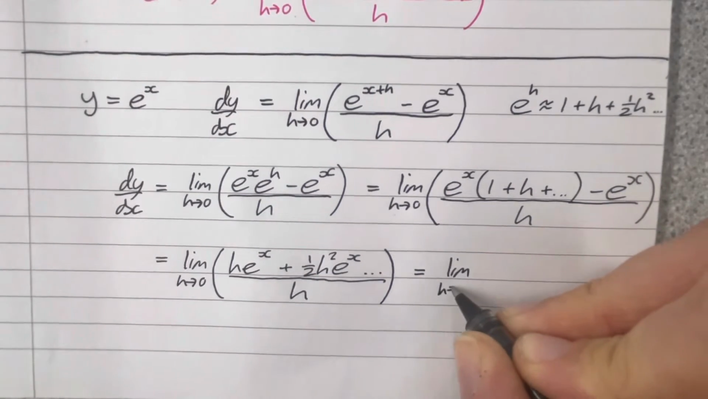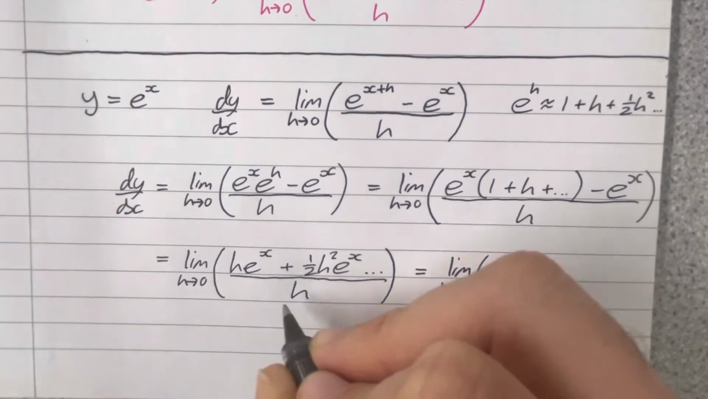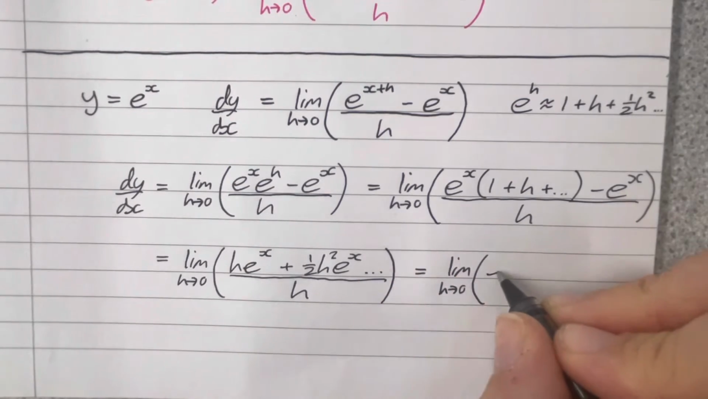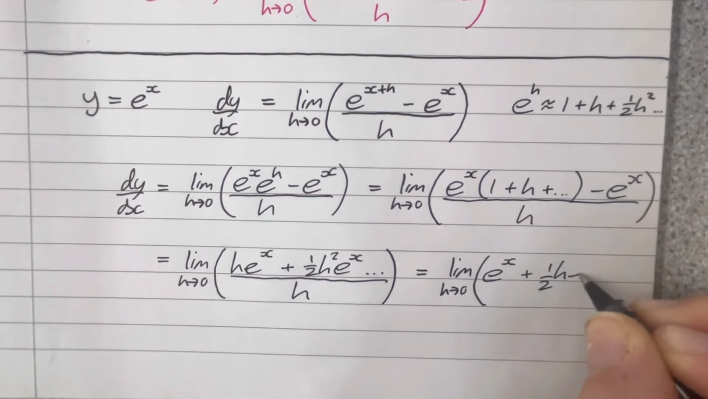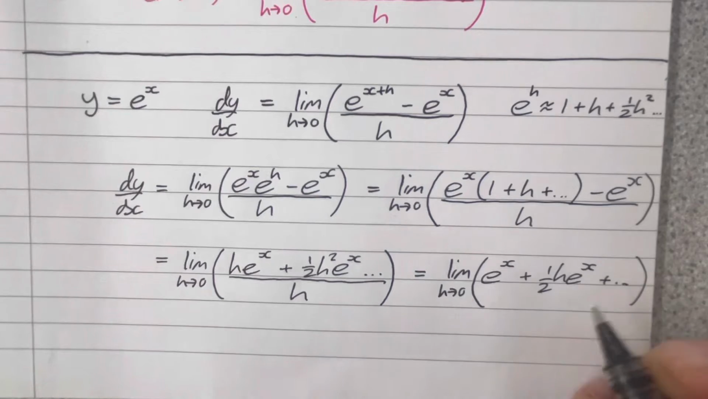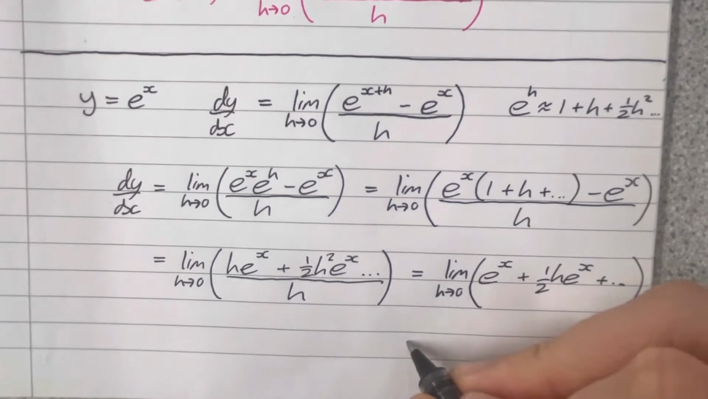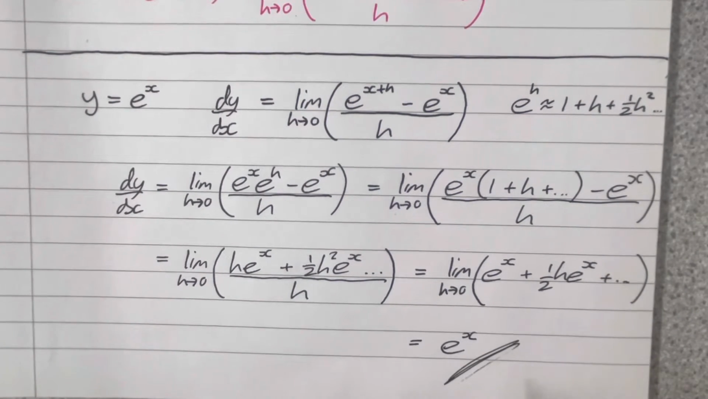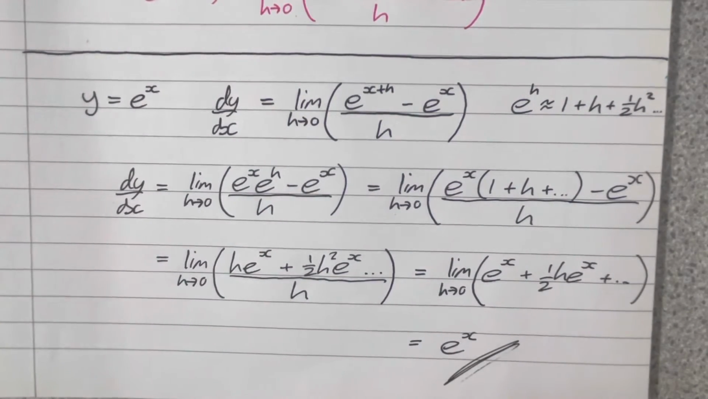That's the limit as h goes to 0 of, and now all of the terms on the top of the fraction have got h in them, so I can bring the h from the bottom in. So that's going to be just e to the x, plus half h e to the x plus dot dot dot. And all of these terms are still going to have an h in them. So when h goes to 0 now, they will all disappear, and we're just left with e to the x. Now that is a year 12 derivative. This is a function that differentiates to itself. The differential of e to the x is e to the x. Okay.